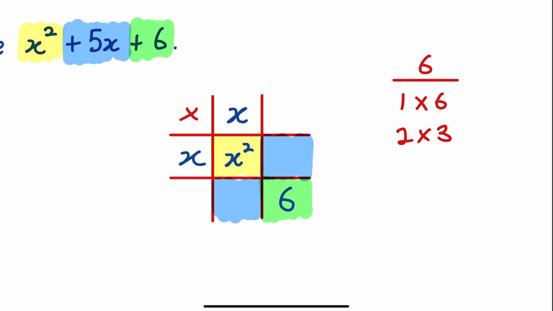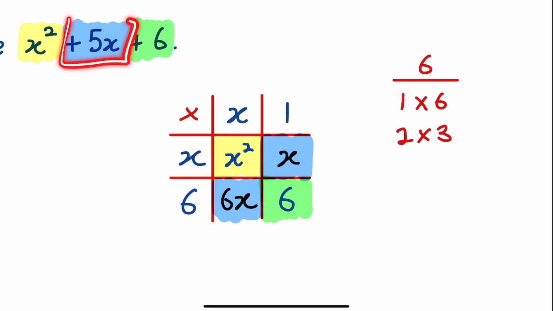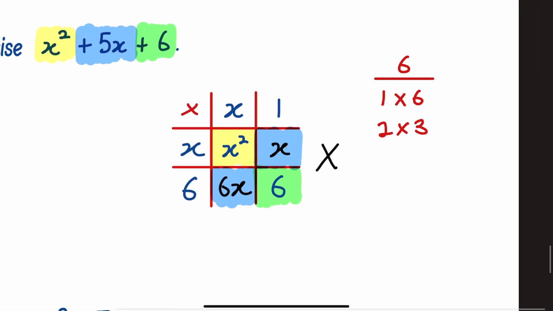So let's try. Let's say I choose the first one, I use 1 times 6. I write into my table here, 1 times 6. So let's write out the terms in black. This first box here will be x times 1, which gives me x. Next, this box over here, 6 times x will give me 6x. Now I check. These two blue boxes, 6x plus x is 7x, but here is 5x. So therefore, this is not valid. This table here is wrong. But not to worry, let's try that again.